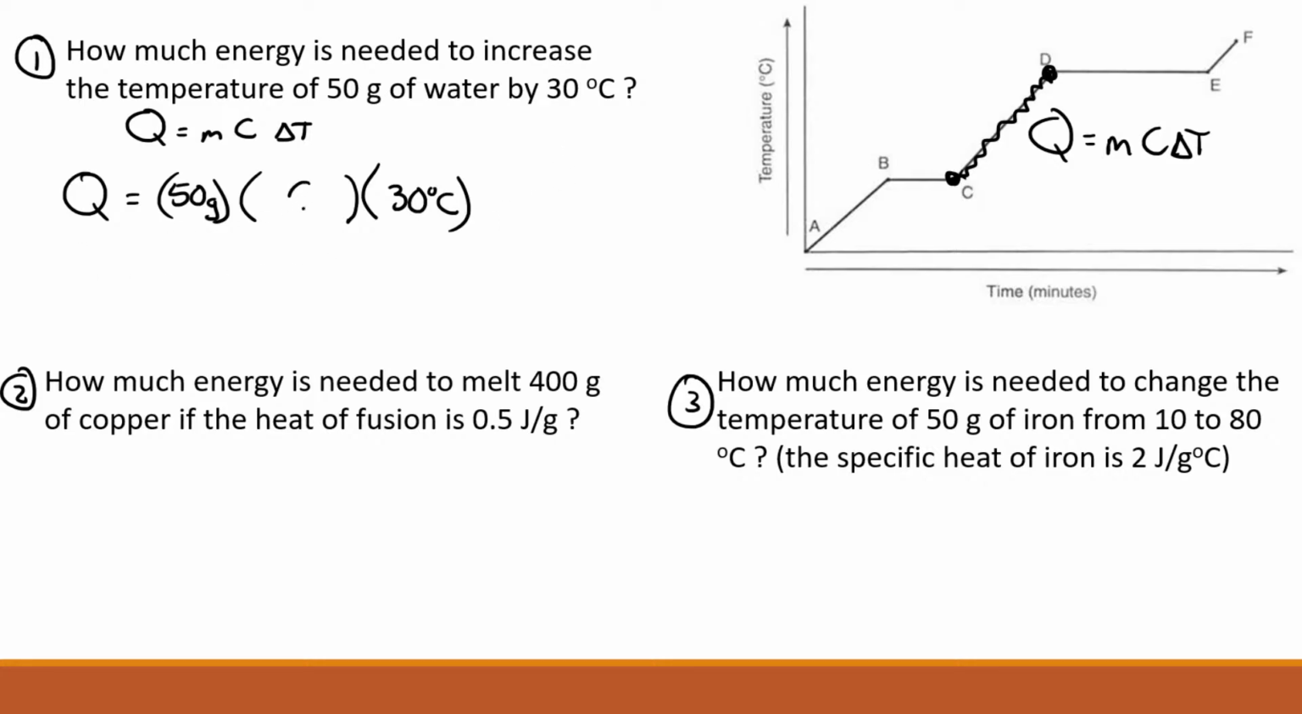Now right now I have two variables. I'm looking for Q and I'm looking for C. And that's not the way math works. I should only be looking for one variable.